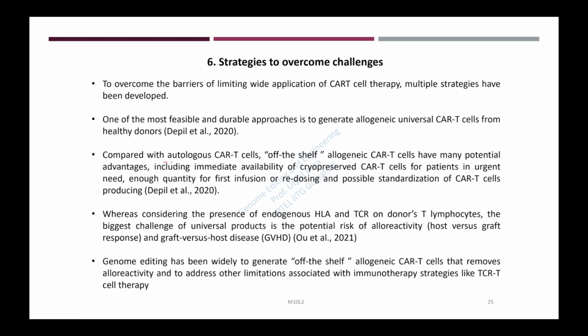So compared to autologous CAR T cells, the off-the-shelf allogeneic CAR T cells have potential advantages, including immediate availability. As I mentioned, to avoid delay in the cure, there is immediate availability of cryopreserved CAR T cells for the patient in urgent treatment, enough quantity for the first infusion or redosing, and possible standardization of CAR T cell production.